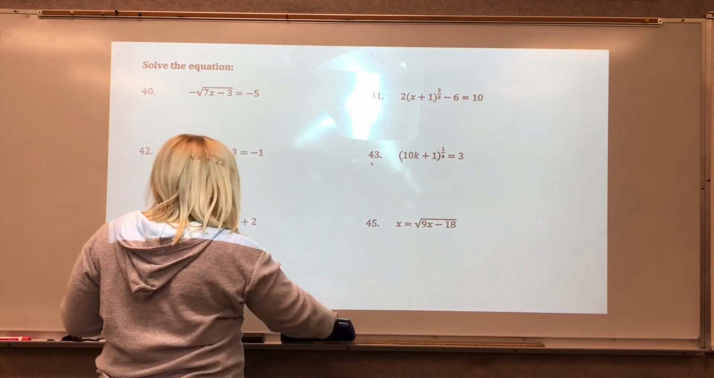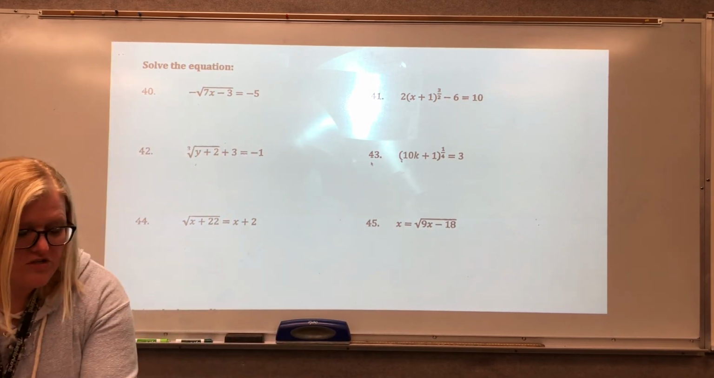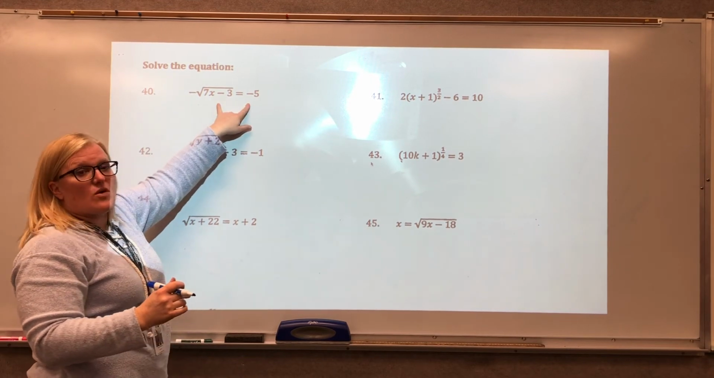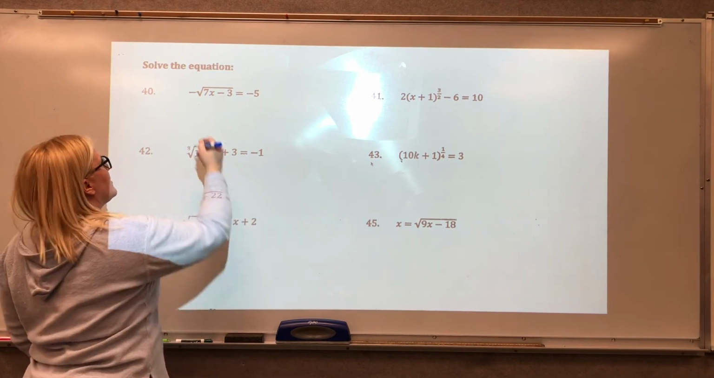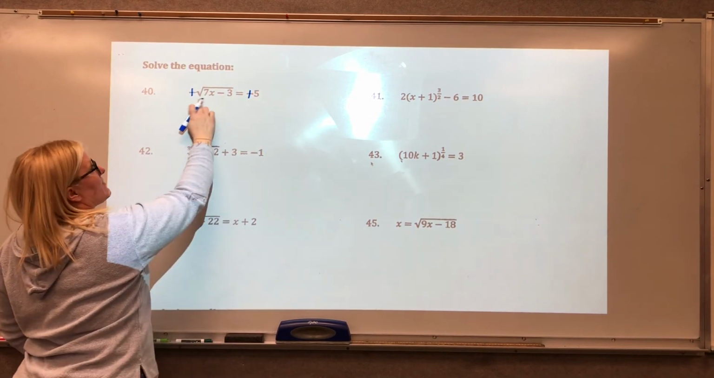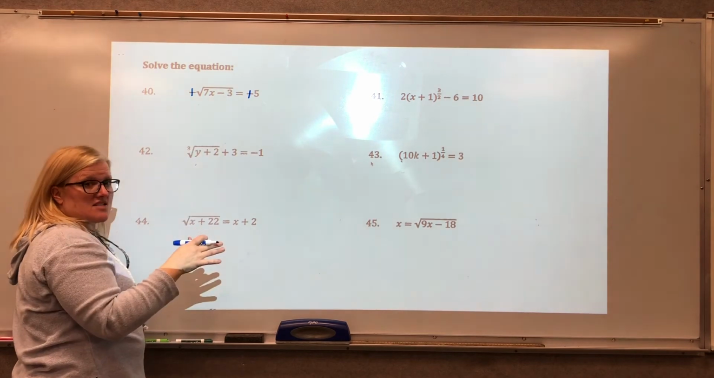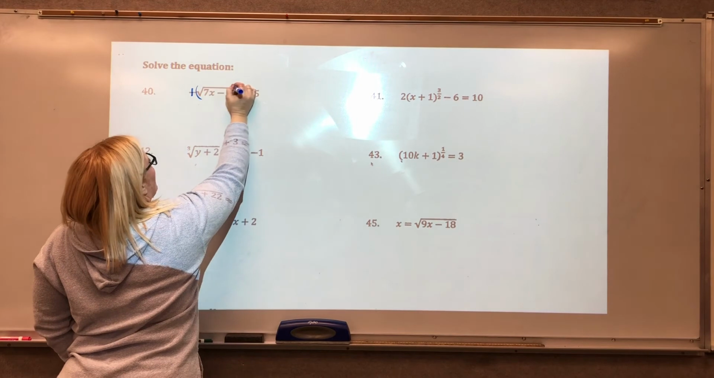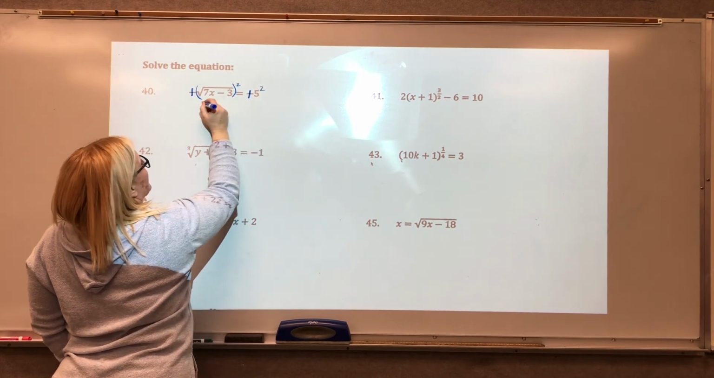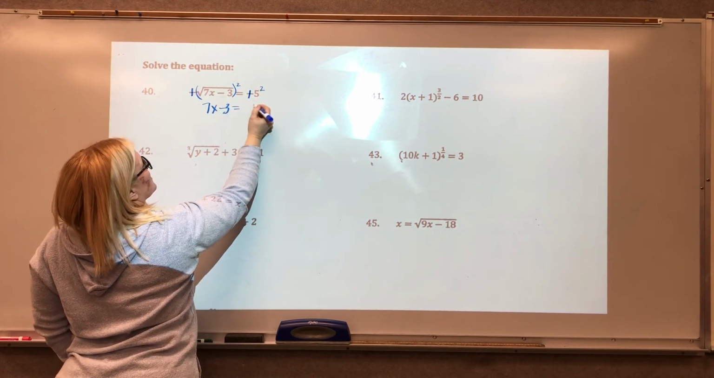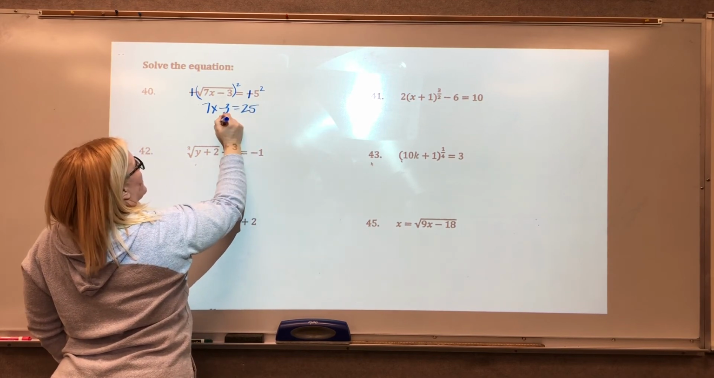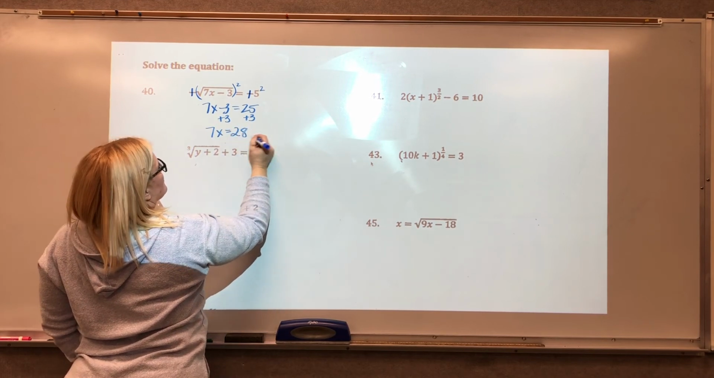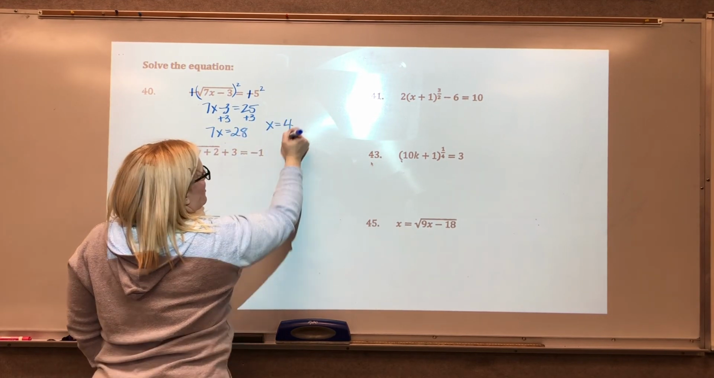Okay, solve the equation. So this first one, I have a negative on both sides. So if I divide by a negative, those both become positive. And now my radical is by itself. It's not by itself with that negative right there, but now it is. So now when I square both, I get 7x minus 3 equals 25. I add 3 to both sides, 7x equals 28. Divide by 7, x is 4.